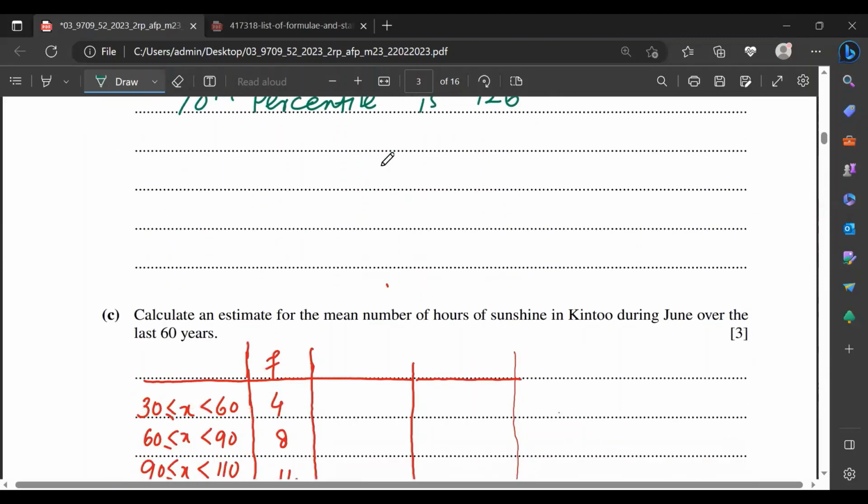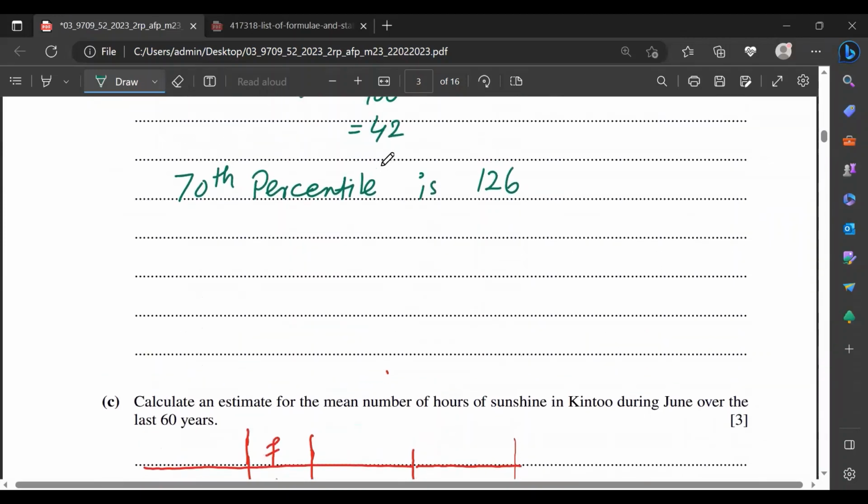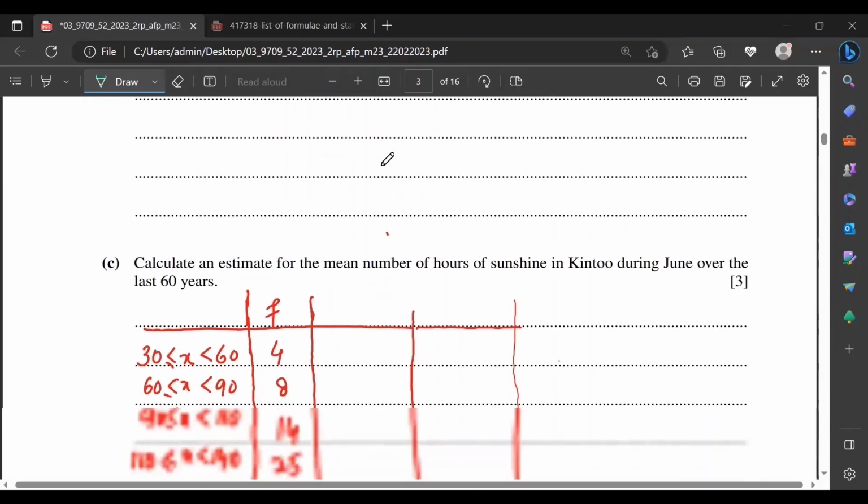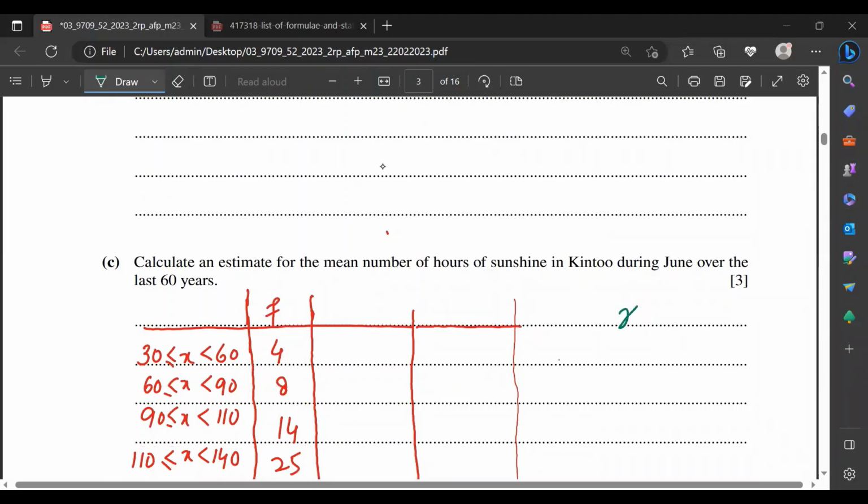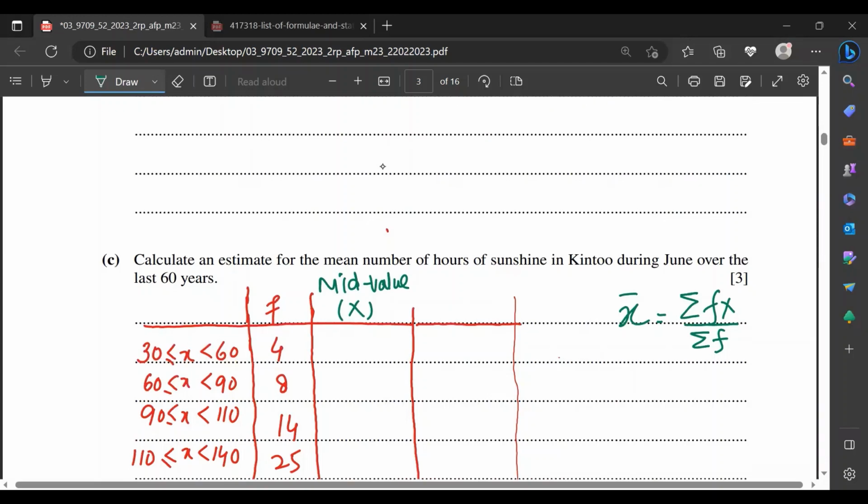70th percentile. The next is to calculate the estimate for the mean number of hours of sunshine in Gintu during June over the last 60 years. So we know the formula for the mean. X bar is sigma fx over sigma f. I'm using capital X because there is already a small x in the table. So what is x in this case? x is the mid value. The formula is simple: sigma fx over sigma f.